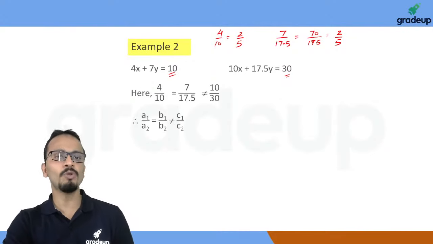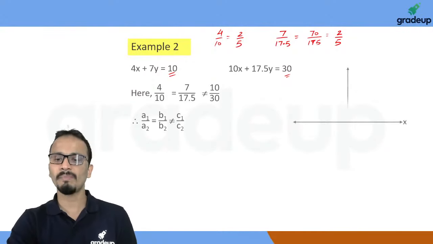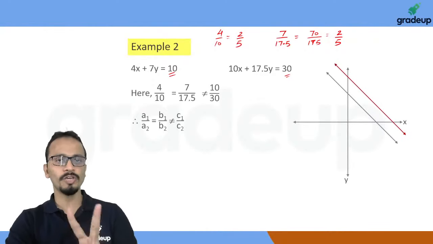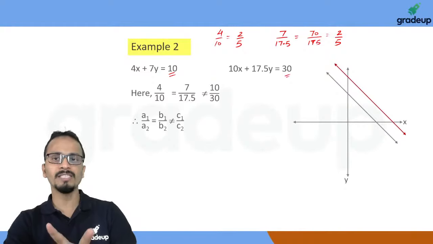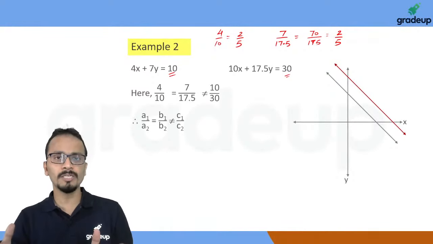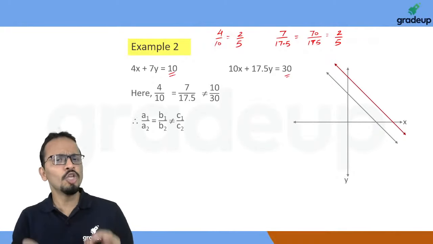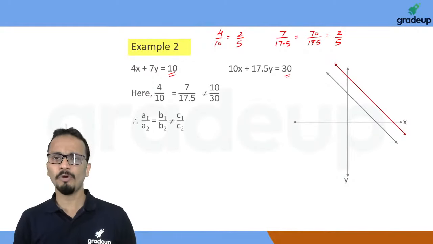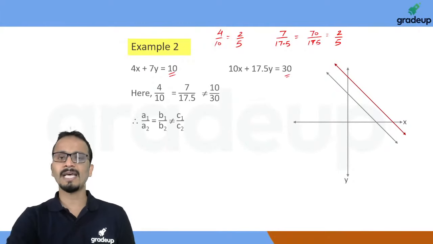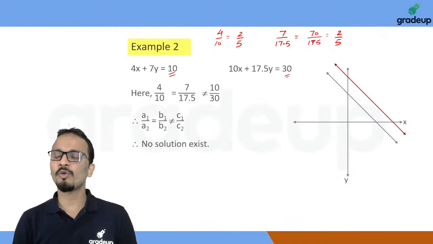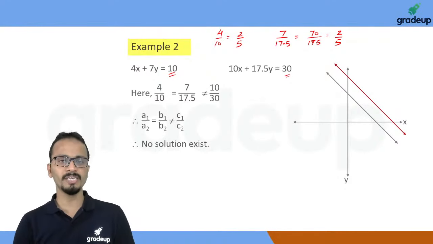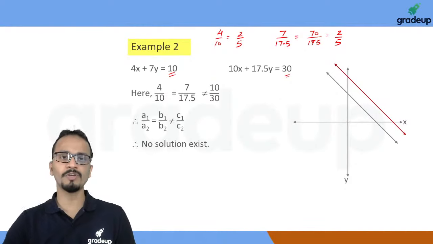Now, if you try to plot these two lines on the XY plane, you will get two parallel lines. If you plot this type of lines on the XY plane, the resulting two lines will be parallel to each other and they will not intersect at any point. Since there is no point of intersection here, I can say that this system of equations has no solution. All right, so there is no solution for this type of equations.